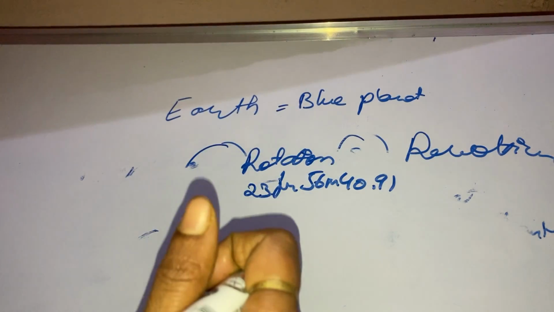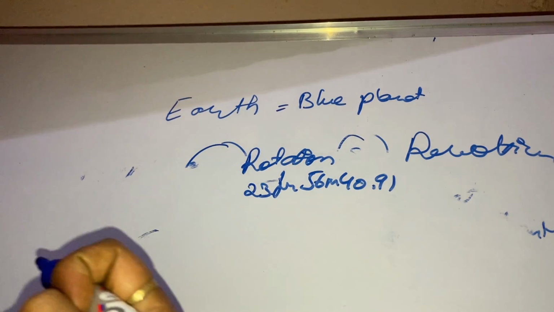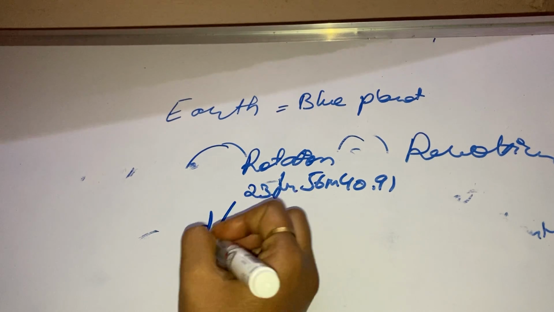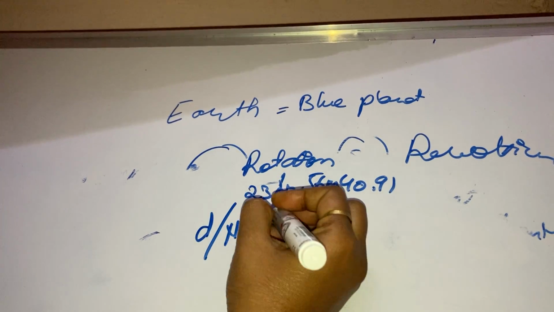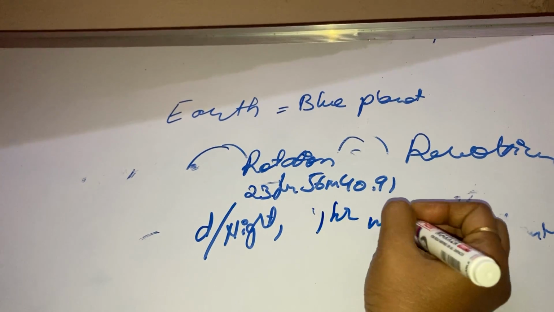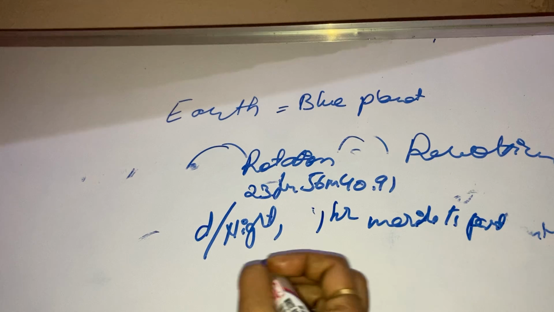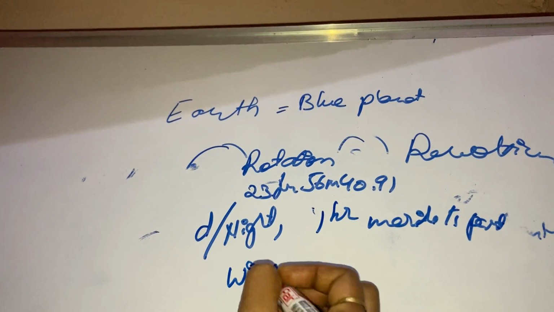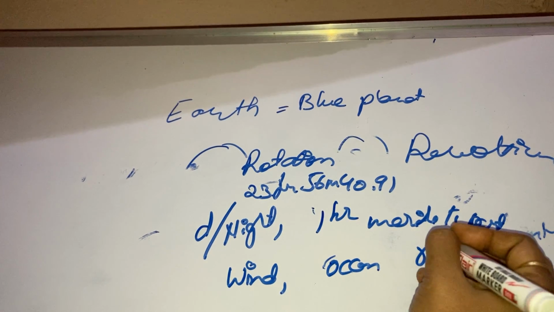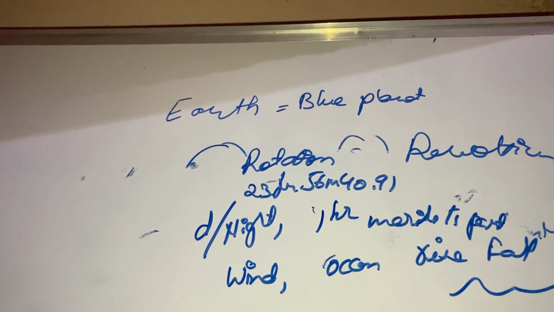What happens due to Earth's rotation? From Earth's rotation, we get days and nights, the difference of 1 hour between meridians which are 15 degrees apart, the direction of wind and ocean currents, and the rise and fall of tides.